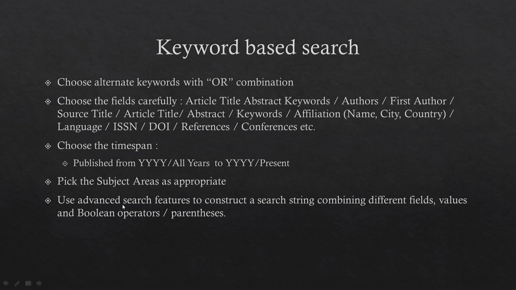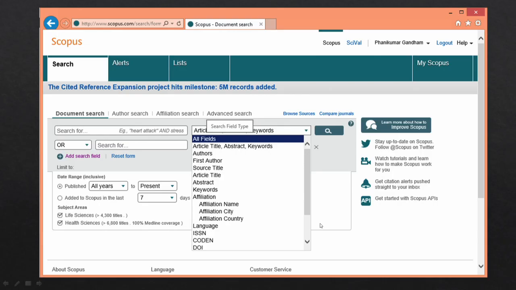You can also perform advanced search features using a search string that can combine different fields, values, Boolean operators and parentheses, if you are already familiar with advanced programming or SQL syntax. And this is the form that is used to search for the literature.